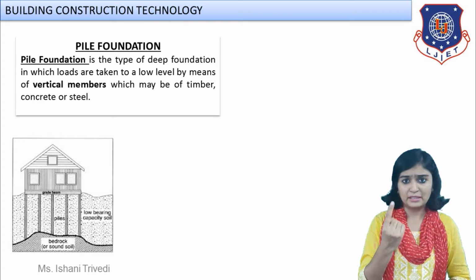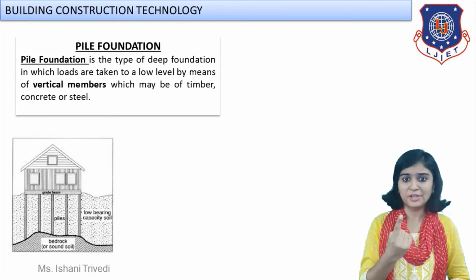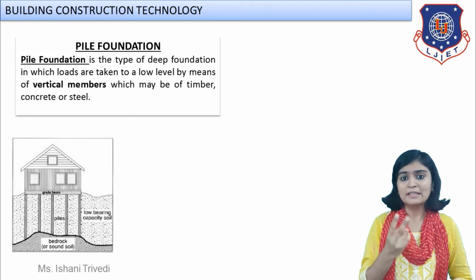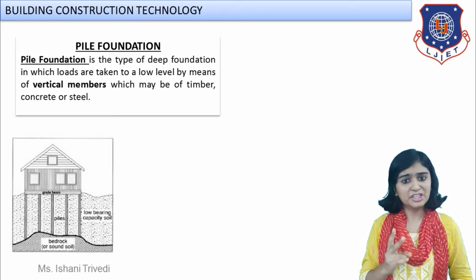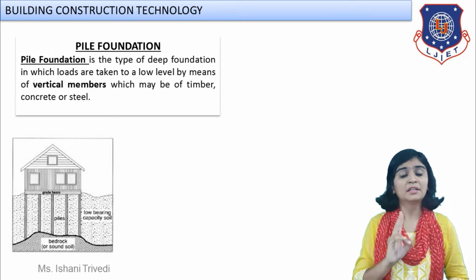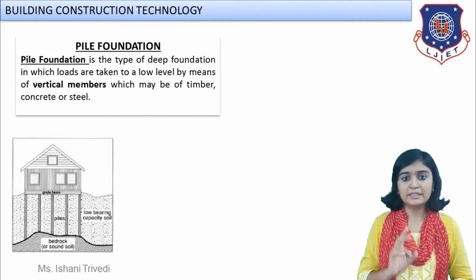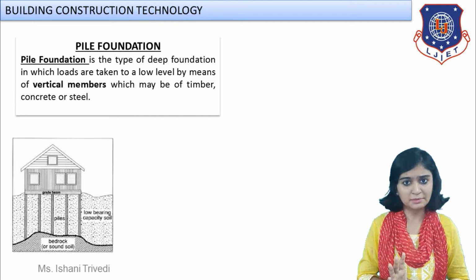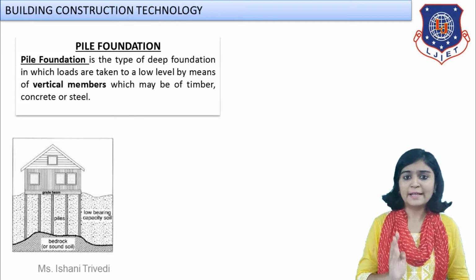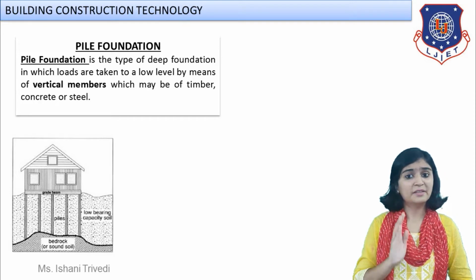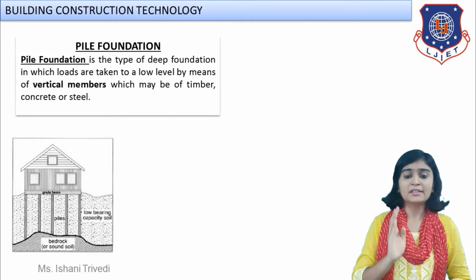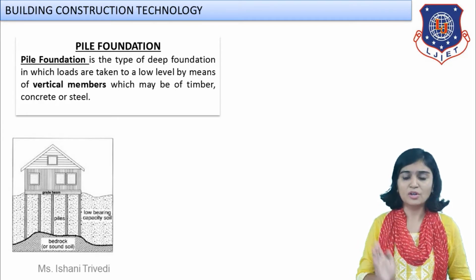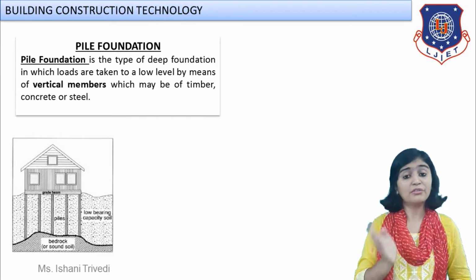First thing, soil bearing capacity is poor at shallow depth. Second thing, the hard strata or bedrock, where desirable bearing capacity can be achieved, is available but at a greater depth. Correct? So in these cases, what will you do? Shallow foundation is not possible. So you will take a long slender, meaning thin, structural member made up of either concrete, timber, steel, cast iron or wrought iron.